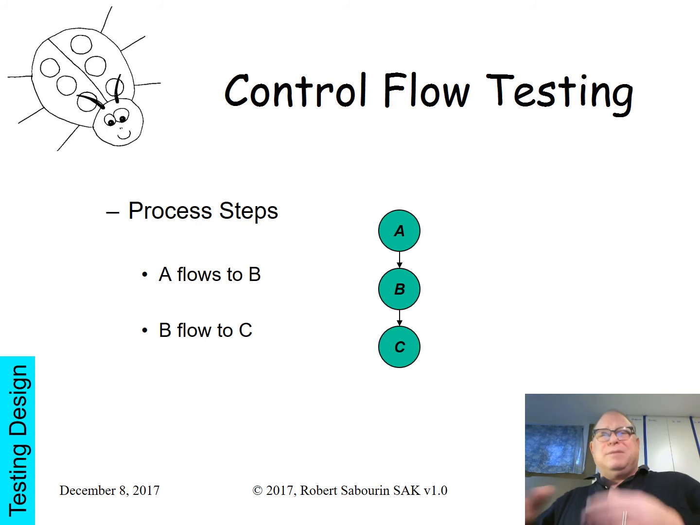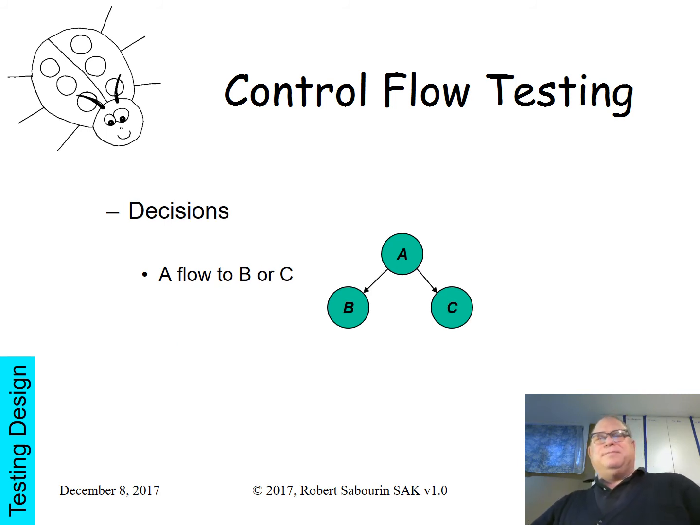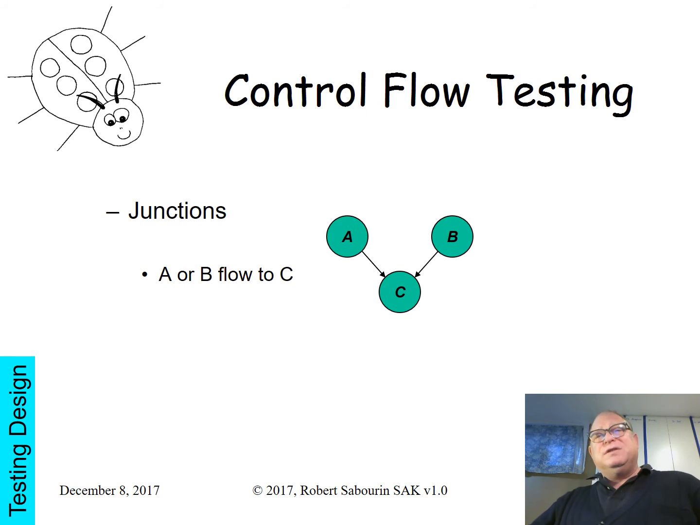Now, control flow diagrams, anybody can be taught to create these. You can interview people to learn about them, but basically the idea is there are circles and lines. The circles represent process steps. So here A flows to B and B flows to C. The arrows represent the flow between process steps. There are loops. So A flows to B, B flows to C, C flows back to A. That's a loop. There are decisions: A flows to B or A flows to C. There are junctions: C comes from A or C comes from B.